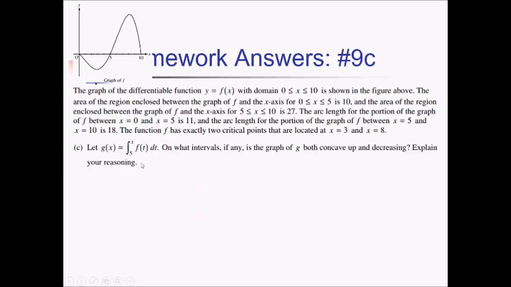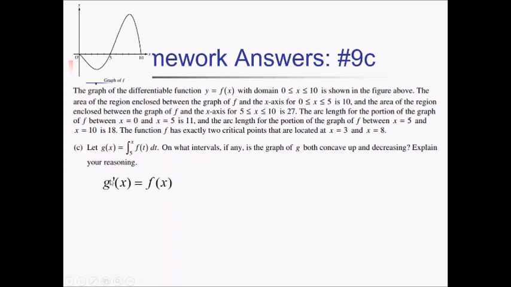For this problem, they're telling us g of x is the integral from 5 to x of f of t dt. They want to know where g is concave up and decreasing. So the key on this is we need to know about the first and second derivatives of g, and then use that to figure this out. Well, in order to figure that out, we need to find a connection between g and f, because we already know a whole bunch about the graph of f. So if I take the derivative of both sides here, using my fundamental theorem, I see that g prime of x is really the same as f of x.